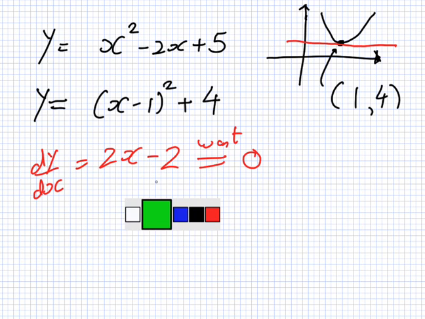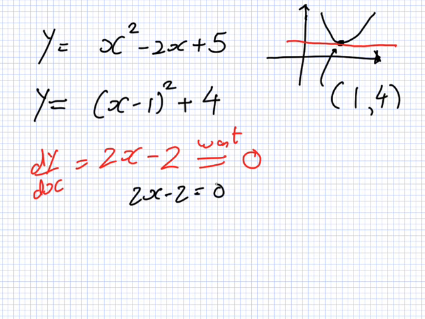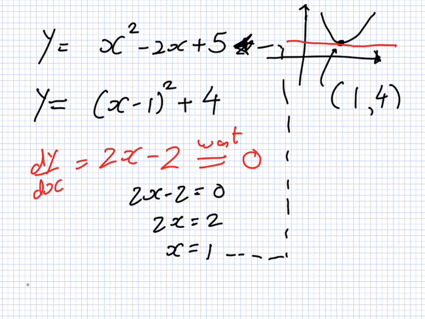Which means you want 2x minus 2 to equal 0. So 2x equals 2. So what does x equal? 1. Hey, look at that. Same answer. But the problem with this is we don't have the y if we do it this way. So how can I get the y? Yeah, just substitute it back in here. And you get y equals 1 minus 2 plus 5, so that's 4. So therefore, y equals 4. So look, it's the same answer.